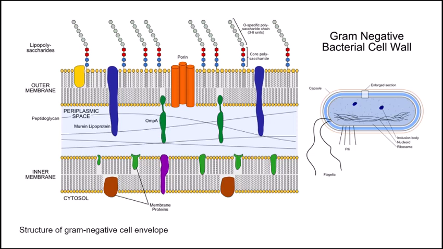Then we have the periplasmic space. This is the space between the inner and outer membrane. It contains peptidoglycan, a thin cell wall layer, enzymes, and proteins. This space helps with structure, nutrient processing, and defense. The peptidoglycan layer is strong, but it's very thin. It gives the bacteria shape and support.